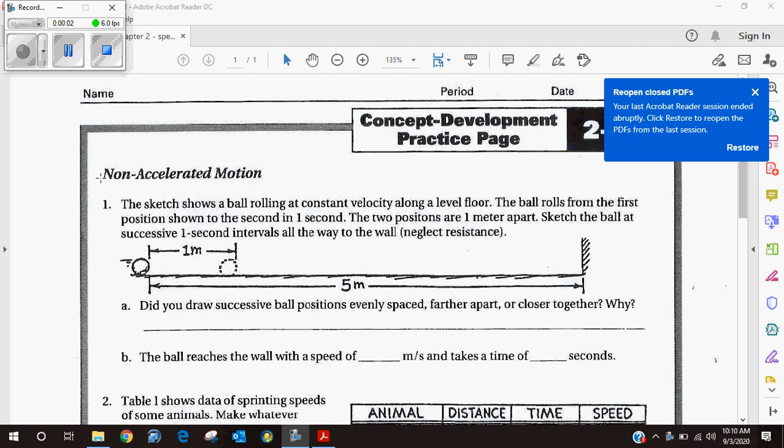Okay, everybody, this is a worksheet help video. I know you got your notes on your PowerPoint. Now we're going to talk about how to do this worksheet.